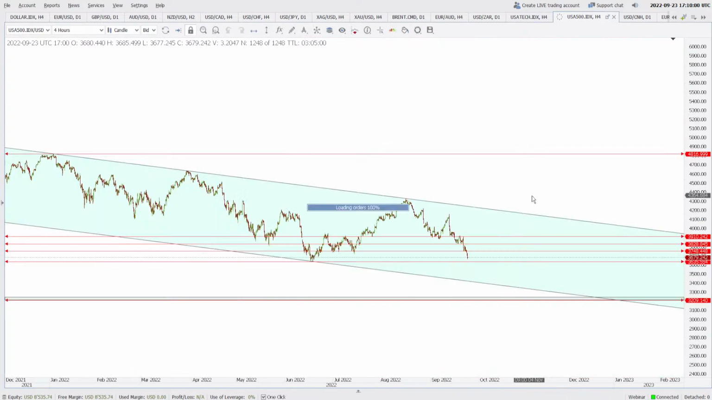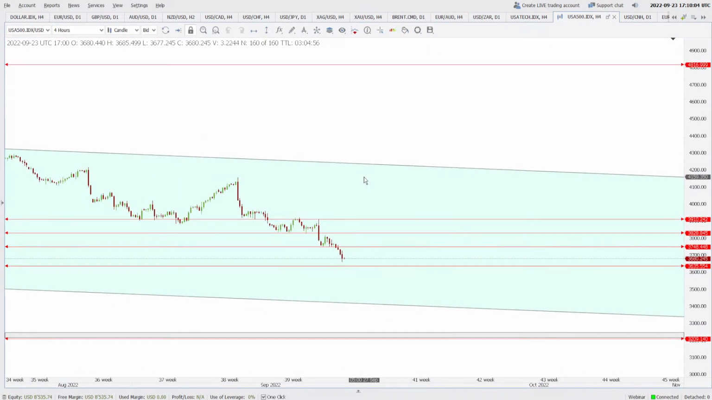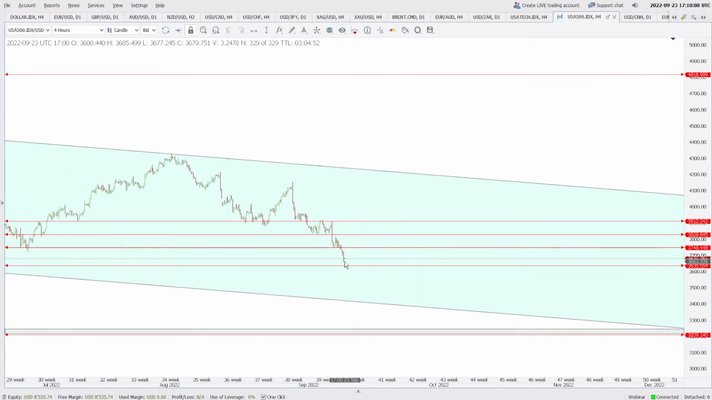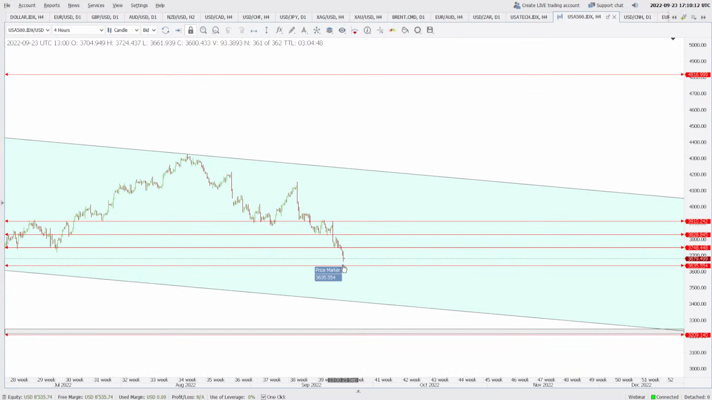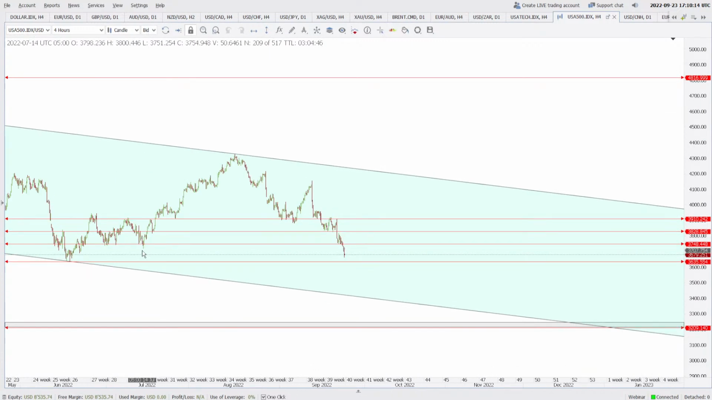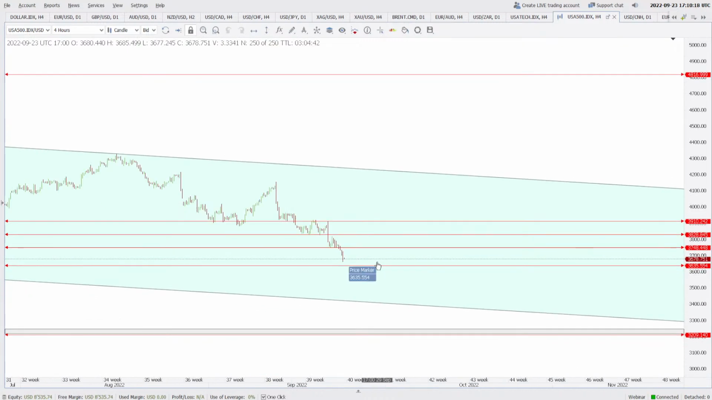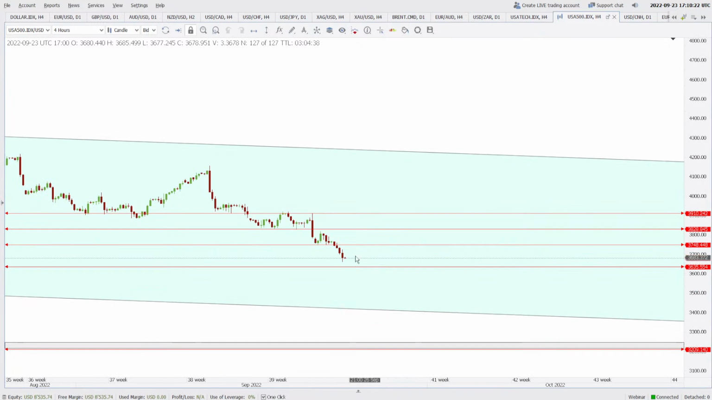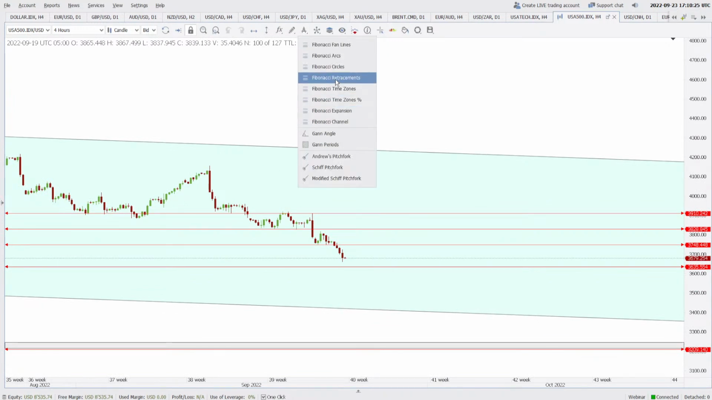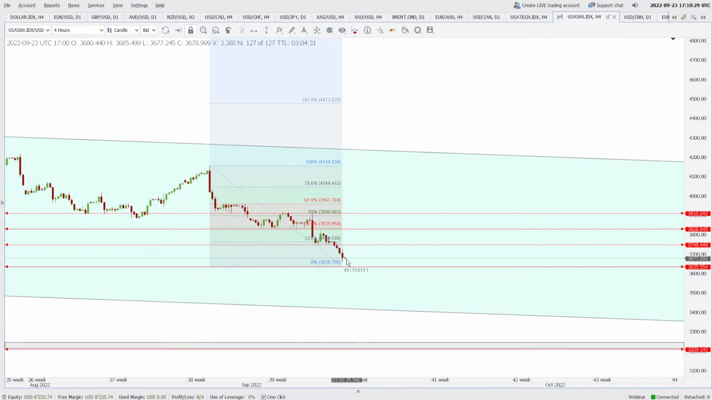USA 500, on similar lines, is moving very fast to the downside. 3635 is the immediate support that the price is looking to breach. Actually, I don't think that it is going to hold, but even if it holds, then these areas where the price is trading right now will again act as a resistance. And what you can do here is something like Fibonacci retracements, even if the price comes back from here.